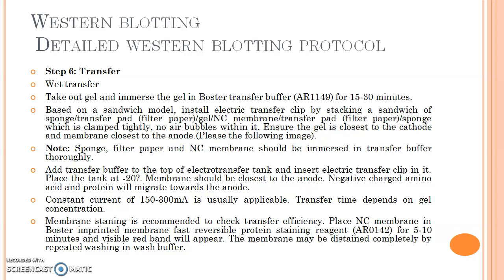Place the tank at 20 degrees Celsius. The membrane should be closest to the anode. Negatively charged amino acids and proteins will migrate toward the anode. A constant current of 150 to 300 mA is usually applicable. Transfer time depends on gel concentration. Membrane staining is recommended to check transfer efficiency. Place the nitrocellulose membrane in Booster Imprinted Membrane fast reversible protein staining reagent for 5 to 10 minutes and visible red bands will appear. The membrane may be destained completely by repeated washing in wash buffer.